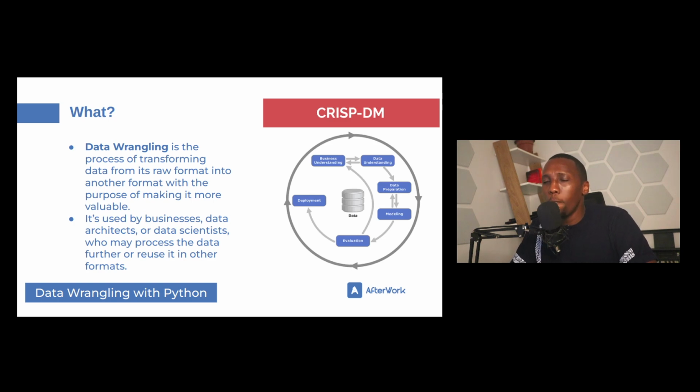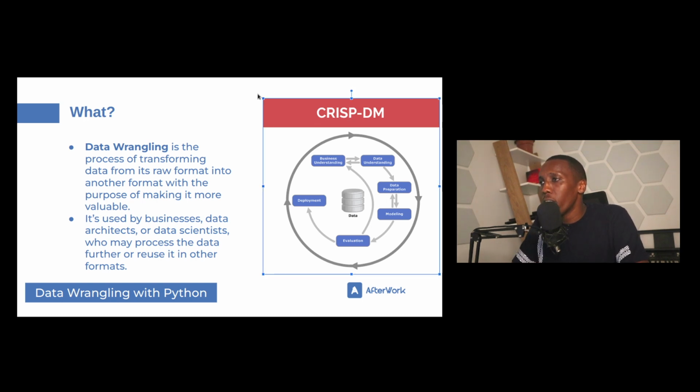Starting us off, what is data wrangling? Data wrangling generally is the process of transforming data from its raw format. Sometimes when data is collected, it may not be in a format that is suitable for analysis. And the process of transforming that raw data into a format that can be used for analysis is what we would refer to as data wrangling.